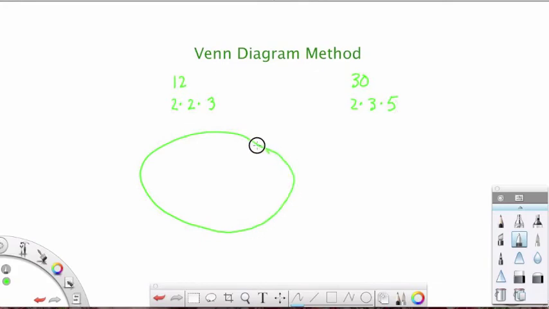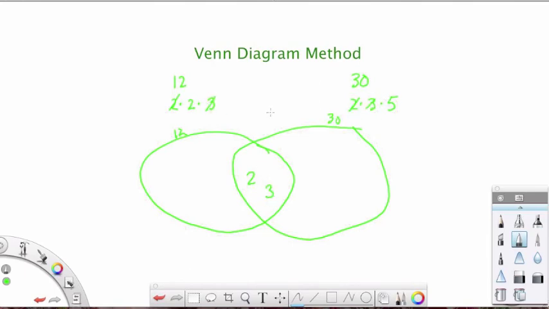Okay, there's my circle. It's ugly, but it works. Okay, there's my circle for 30. Here's my circle for 12. I need to put all my factors in it. Well, first of all, I have the common factor of 2 for both, so a 2 goes in here. I also have a common factor of 3, so 3 goes in here.